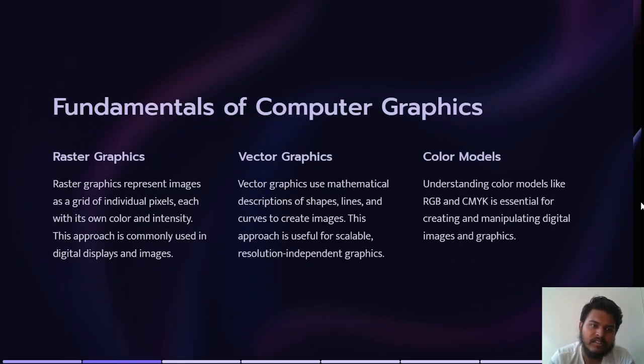Fundamentals of computer graphics: raster graphics, vector graphics, and color model. Raster graphics. Raster graphics represent an image as a grid of individual pixels, each with its own color and intensity. This approach is commonly used in digital displays and images. Vector graphics. Vector graphics use mathematical descriptions of shapes, lines, and curves to create images. This approach is useful for scalable, resolution independent graphics. Color model. Understanding color models like RGB and CMYK is essential for creating and manipulating digital images and graphics.